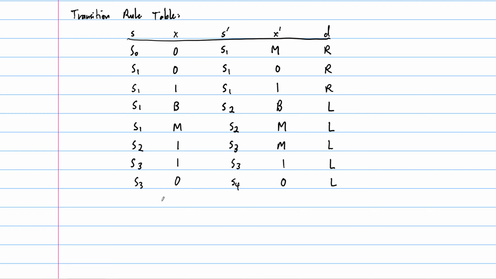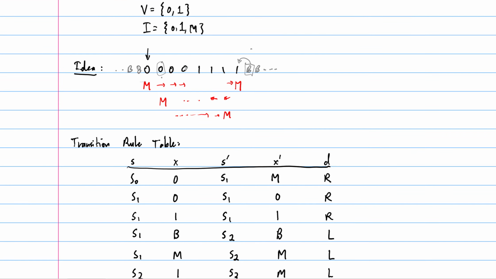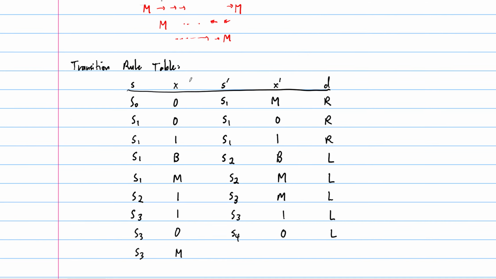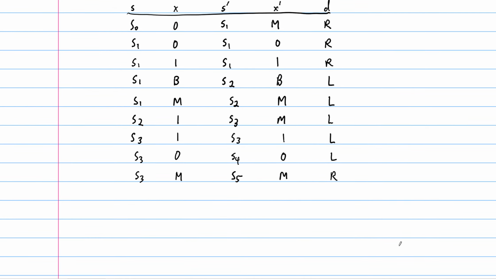If we get to S3 and we see an M, that means we've reached the left edge. We've reached the marker before, right? From state 3, we've reached the marker before we've gotten to any zeros, because otherwise we would have changed to state 4 here. So then we're going to change that to state 5, leave it marked, and then just move back to the right. And now we kind of get to the good stuff here.